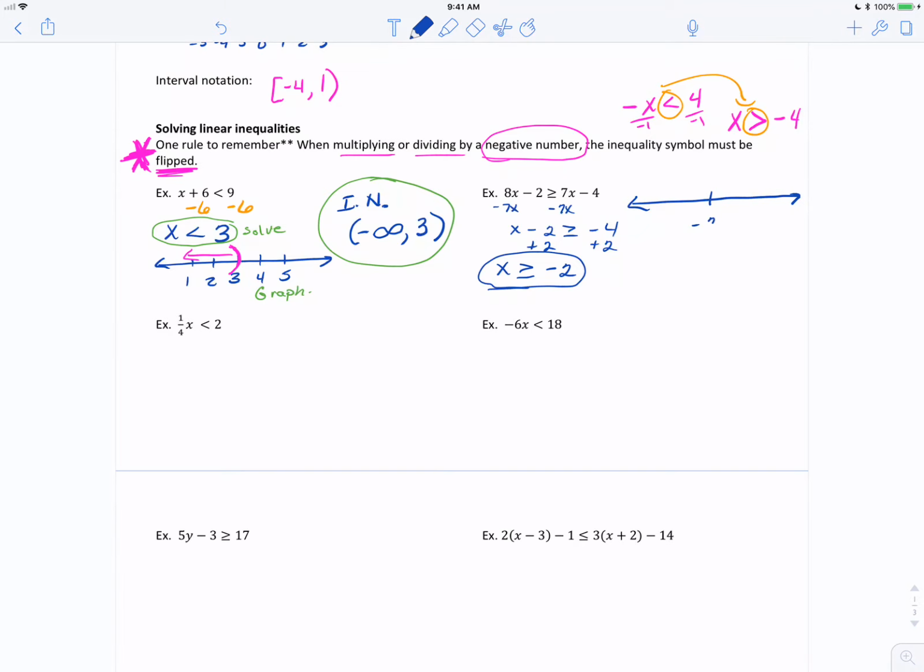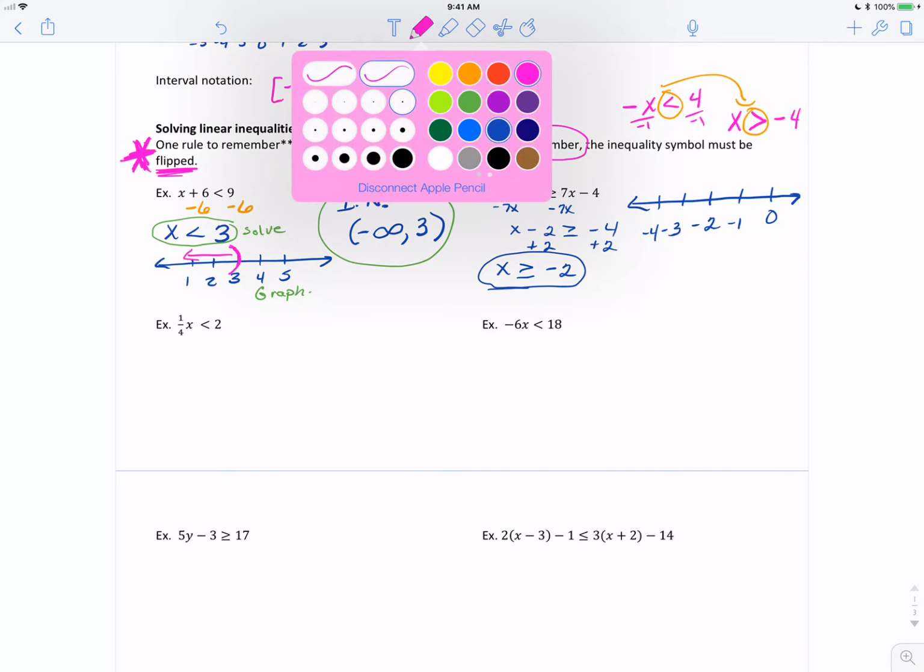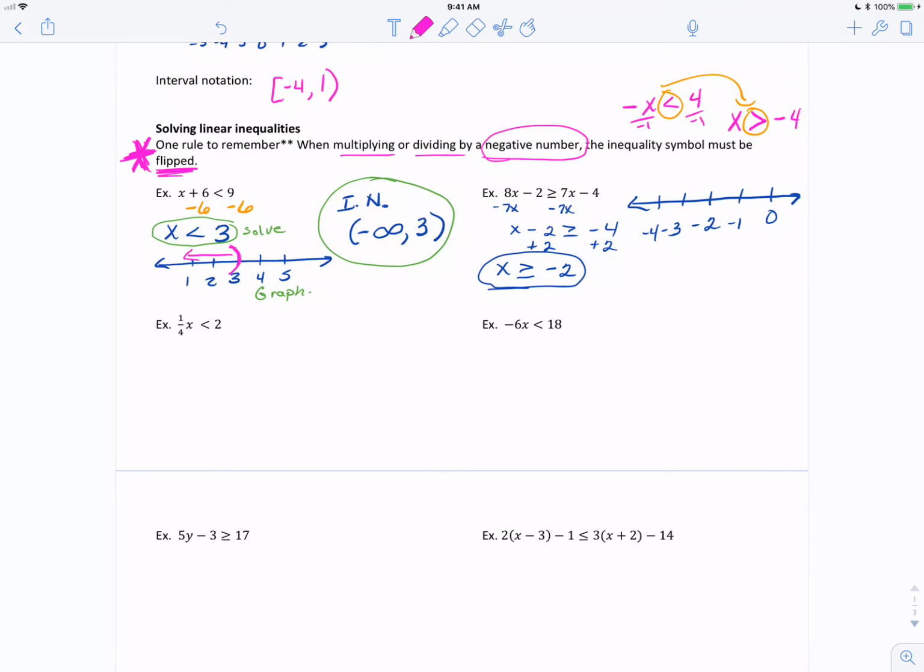So here, critical value at -2. Here's -3, -4, -1, 0. Okay, which direction are we going here? X is greater than or equal to, so that would be a bracket or parentheses. It's equal to, so bracket, greater than, pointing in that direction, same direction as my inequality sign as long as my x is solved on that left-hand side.